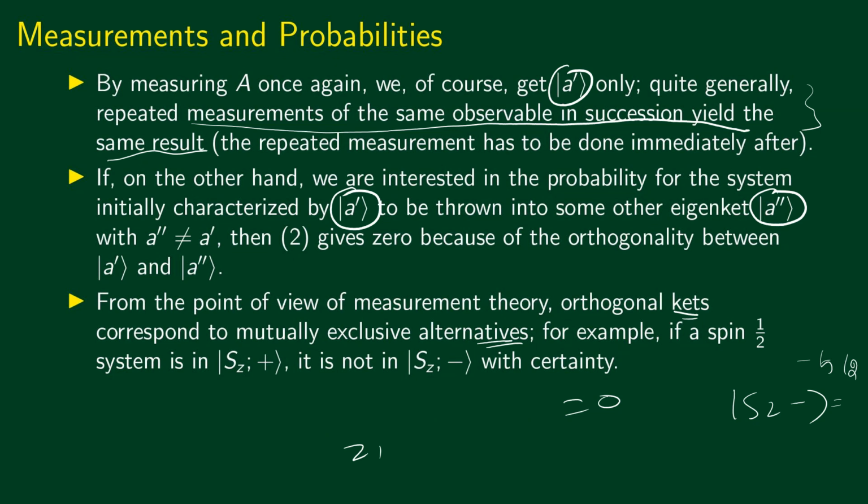So we can say that if a spin half system is in the state ket Sz plus, we know for sure that it cannot be in the state Sz minus after a measurement. Right? This we know with certainty. Okay.